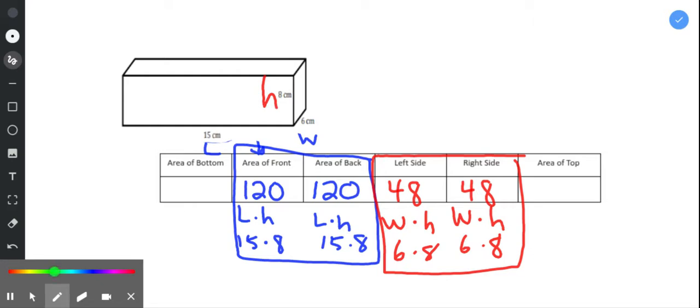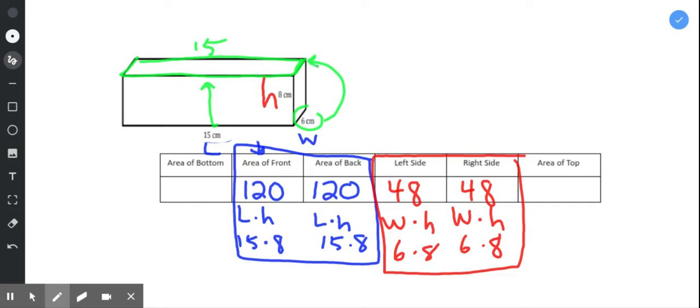And then the last set that I'm going to find is the top and the bottom. So the top is up here, and I know that that's going to be my length, 15. And then I'm looking for this one here, which is going to be the 6, which is the width. So this is going to be length times width. Notice I've done length times the height. I've done the width times the height. And now I'm doing the length times the width. That's the 3 different dimensions that we can multiply together. And that is going to be my 15 times 6, which gives me 90.